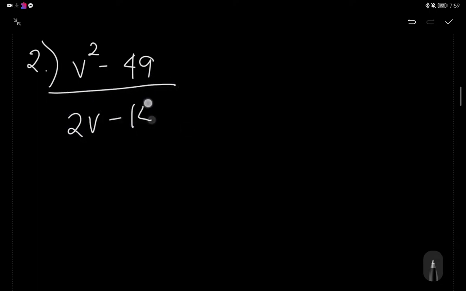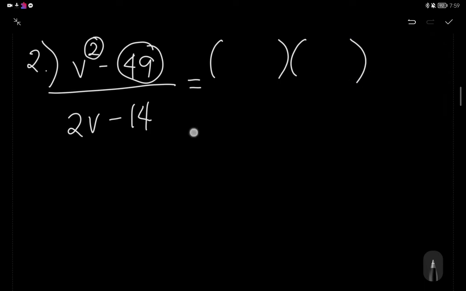Let's say I have here v squared minus 49 over 2v minus 14. Now, since our numerator has an exponent of 2 and 49 is a perfect square, let us factor this out following the difference of squares. So, the factors of v squared are v times v. And since negative is our sign here, the factors should be positive and negative. And the square root of 49 is 7. That makes the factors 7 times 7.